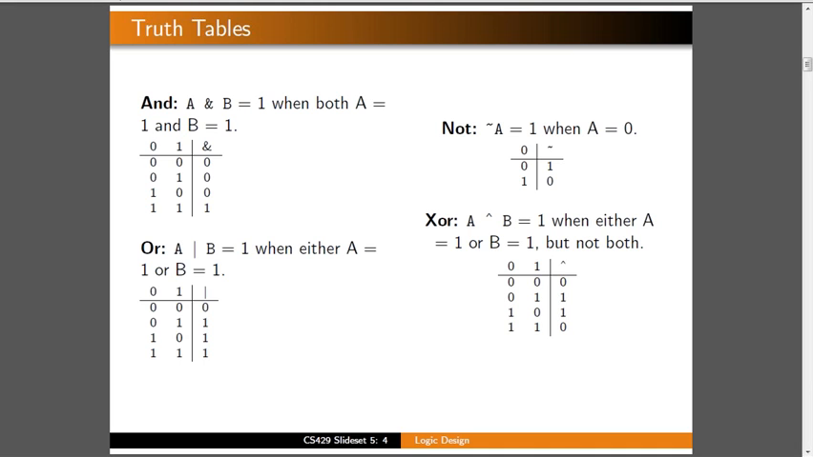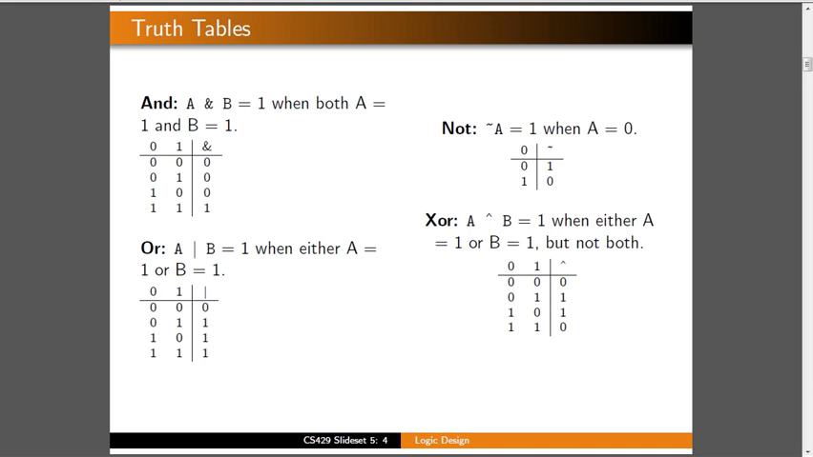Here 0 1, at least one input is true, so the output is true, that is 1. Whenever I say true, it is denoted by 1 and false is denoted by 0. Then 1 0, at least one input is true but the other is false, so the output is true. In 1 1, both the inputs are true, so the output is also true. So in AND, both the inputs must be true for the output to be true. In OR, at least one of the inputs being true makes the output true.